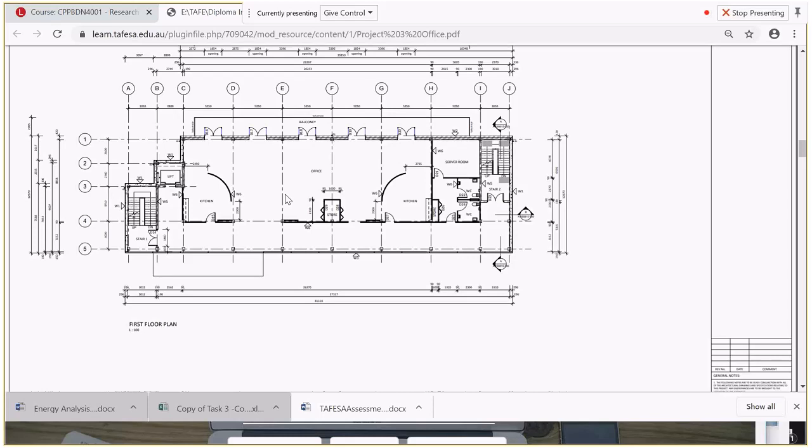That's it. We don't air condition our stairs, we don't air condition our lift, server room, or toilets, or storeroom. So all of those areas which are locked off by closed doors, we're not including them in our energy analysis.